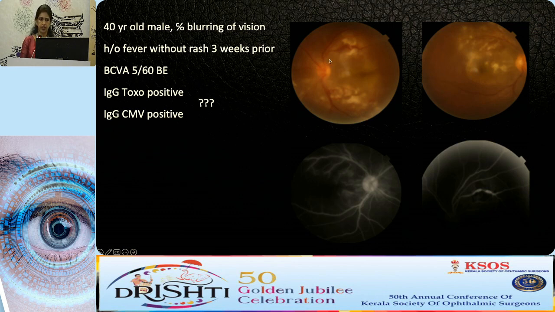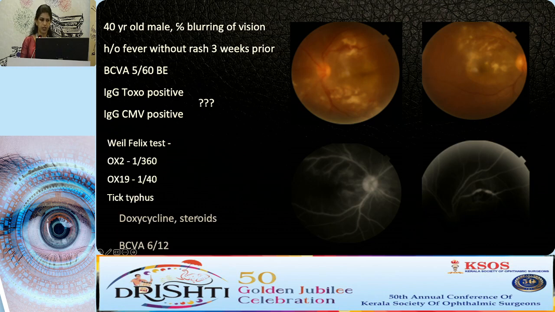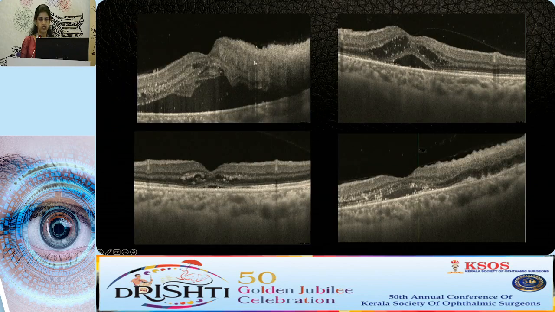So here you can see that there are multiple retinitis lesions. There is an associated vasculitis. So, the patient also being from an area endemic for typhus, we went in for the Weil-Felix test and it was positive. The patient was started on doxycycline and steroids, and his vision improved to 6/12 within 10 days. So this is the initial OCT.